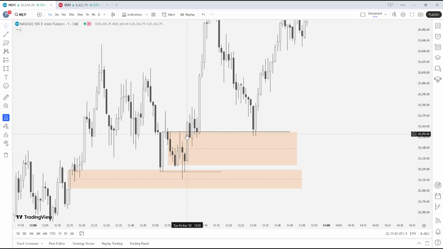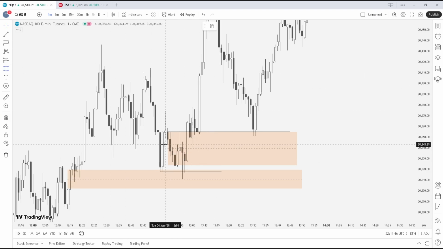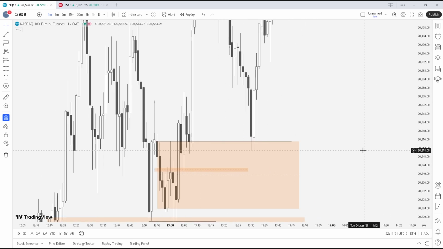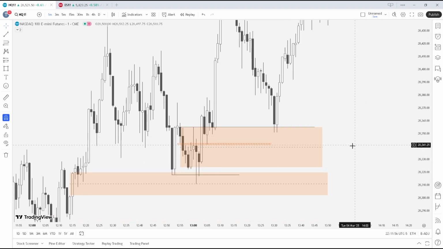Once we close above it, we tap into it. And what do we also tap into? There is also this tiny BPR right here. There's this tiny CB, and then there's this BC. So there's this tiny BPR. And since we got this change in state of delivery, we got this BPR, we got this liquidity sweep, I would expect this low to be a protected low.